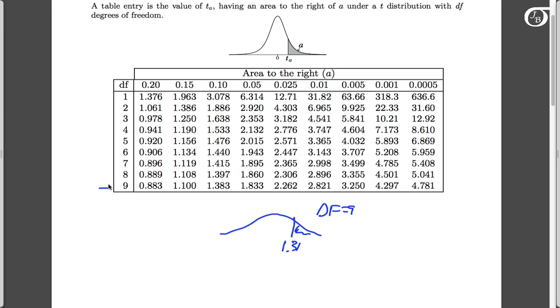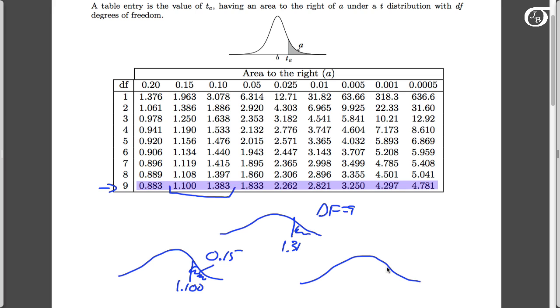And if we focus in here on 9 degrees of freedom, we'd see that 1.31 lies between 1.100 and 1.383. And the table tells me that the area to the right of 1.100 is up here at 0.15. So this area is 0.15. And the table also tells me that the area to the right of 1.383 is 0.10. And our value of 1.31 lies in between these two values, and so the area to the right must lie between 0.10 and 0.15.